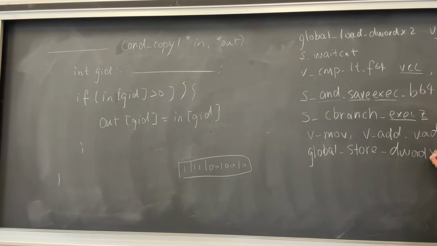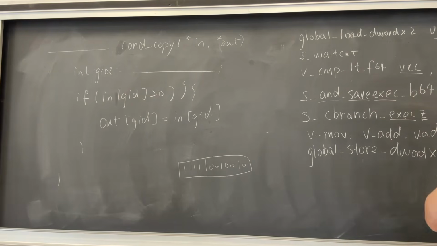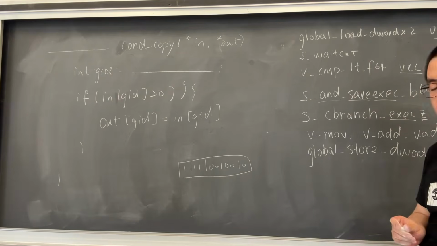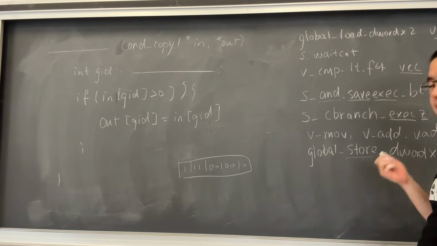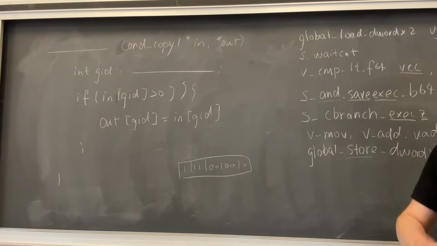I think it's dword by 2. Now we store the result back, right? And I'm not showing the operand. It's easy, it's trivial. And also, just be careful. When we talk about store, there's no wait count, right? Just consider we're sending out stores and we don't care anymore.